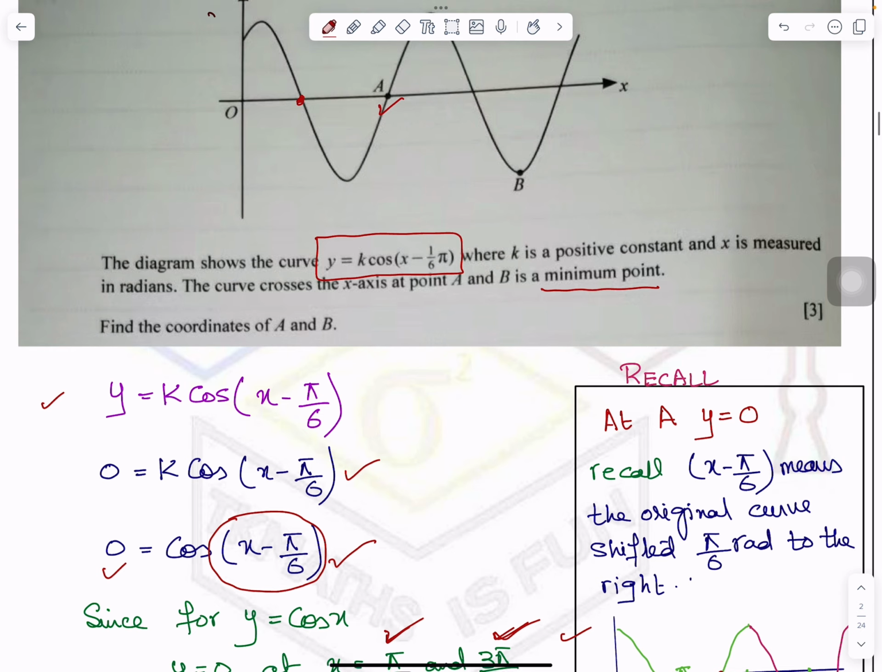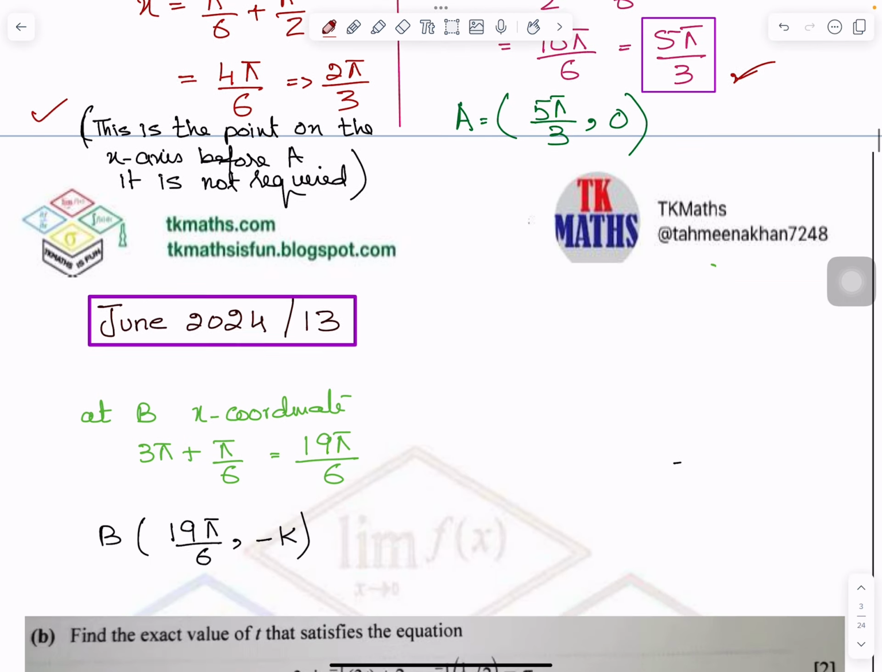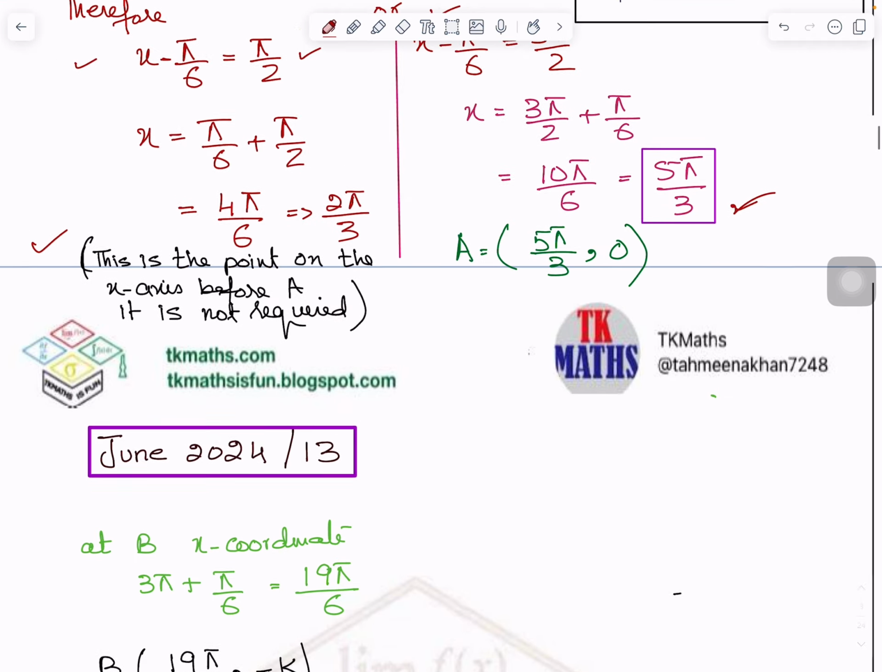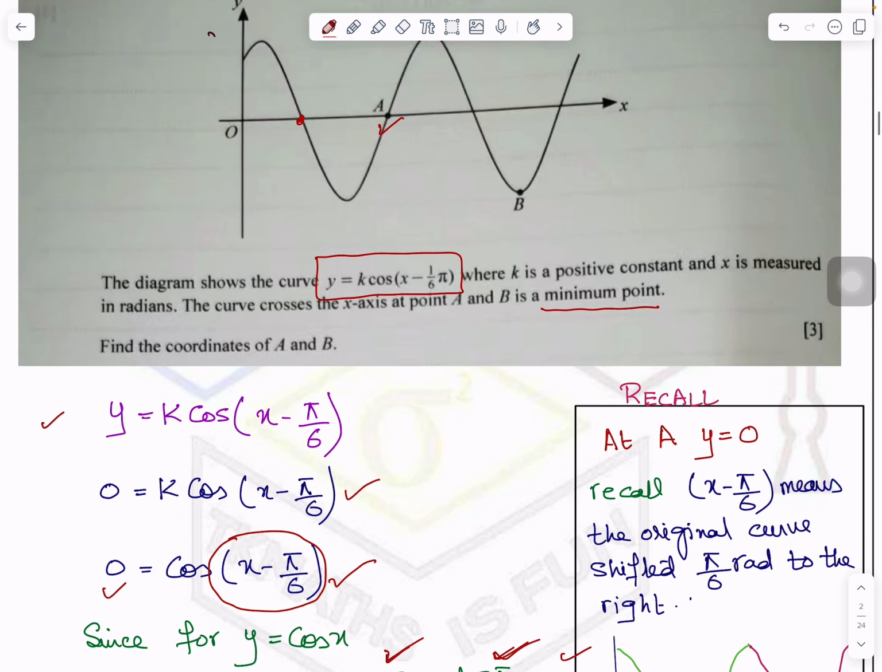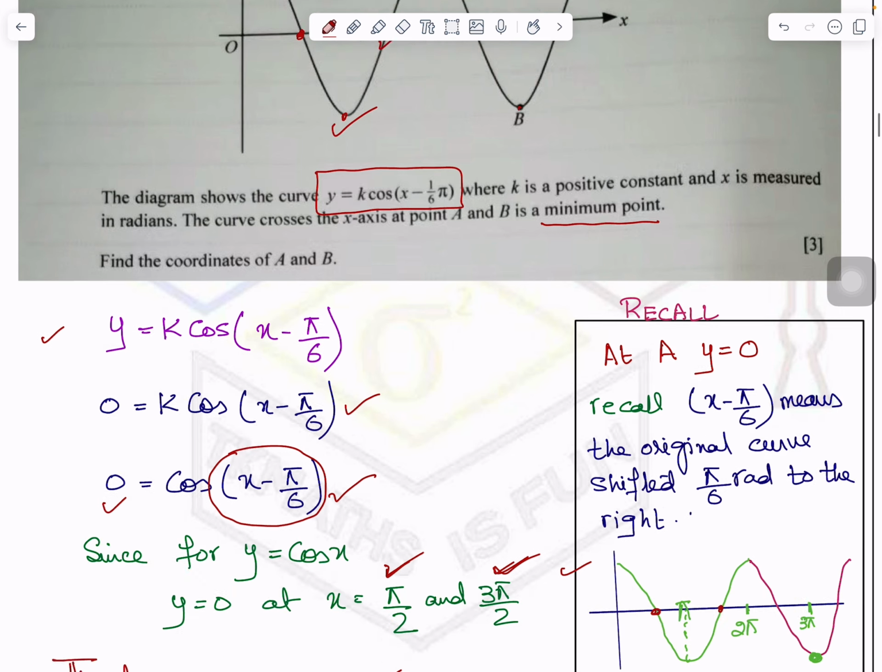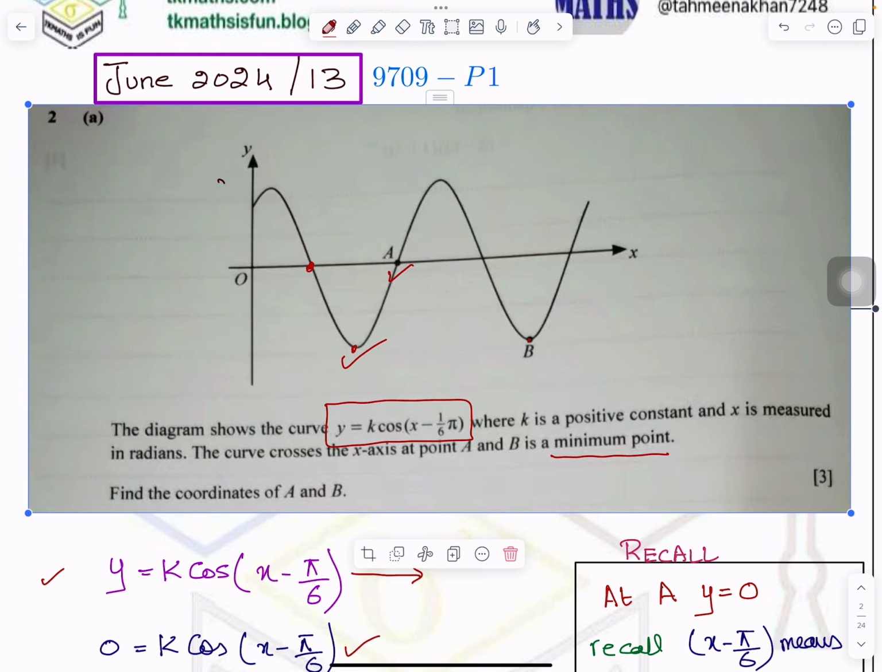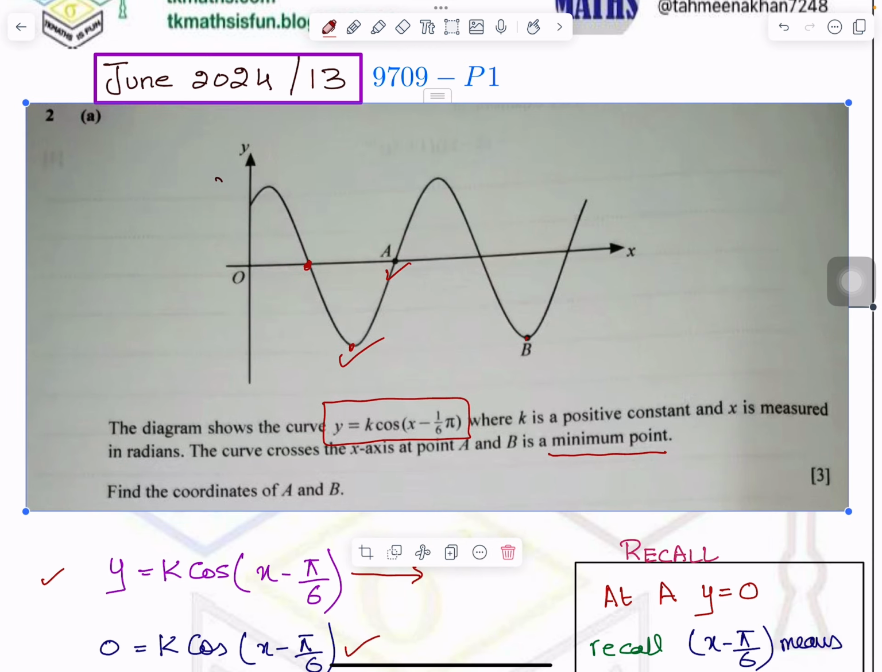Then it was saying find the minimum point B. So at coordinate B, I am taking 3 pi plus pi by 6 equals this. What is the reason? If you see here, this is your first minimum point and this is your second minimum point. Again, the first is not required. From the original graph, the first minimum value comes at pi and the second minimum value comes at 3 pi, because this whole graph is shifted to the right by pi by 6, and that's why the graph has this shape, right? This is the point which has moved from here to here.